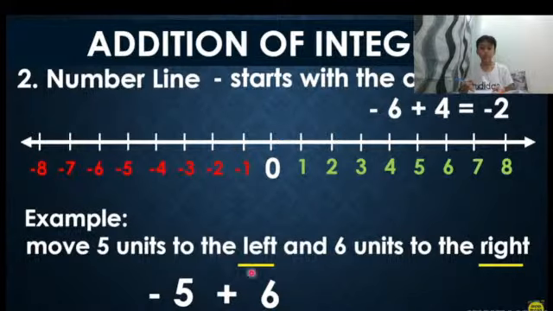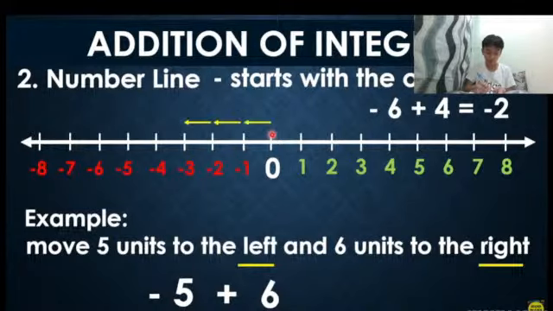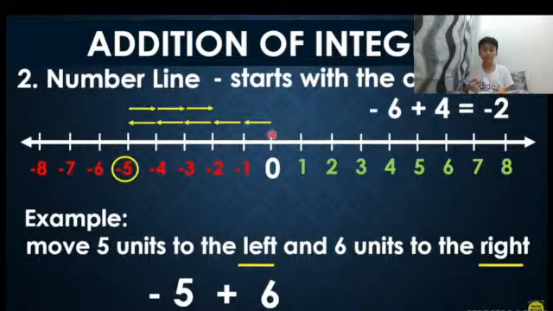Okay? So, let us solve. Starts with the origin, since we have negative 5 going to the left. So, 1, 2, 3, 4, 5. We ended up at negative 5. And then, going back, pabalik tayo kasi positive 6. So, going to the right. 1, 2, 3, 4, 5, 6. Saan siya nag-end? Positive 1.